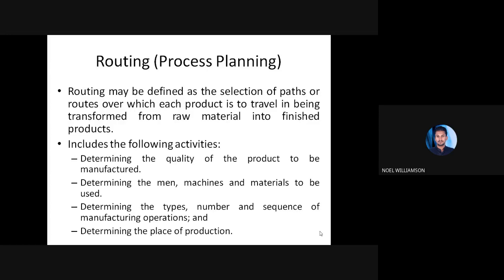We are defining the path, how it should be done. So it includes main activities like the first one, determining the quality of the product to be manufactured. First of all, we determine what level of quality we require for the end product. Then determining the men, machines, and materials to be used in order to get the requisite quality. Which workmen should be used, that is the determination of the men. Then which machines to be used, which materials to be used. Regarding these things, we have to determine.